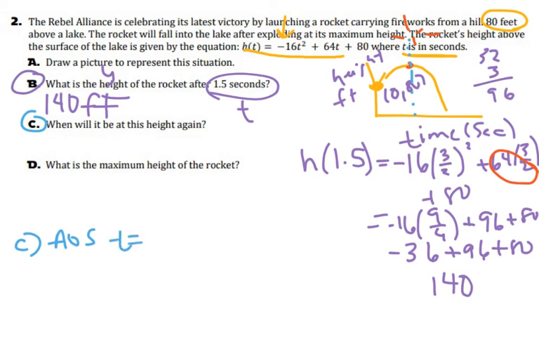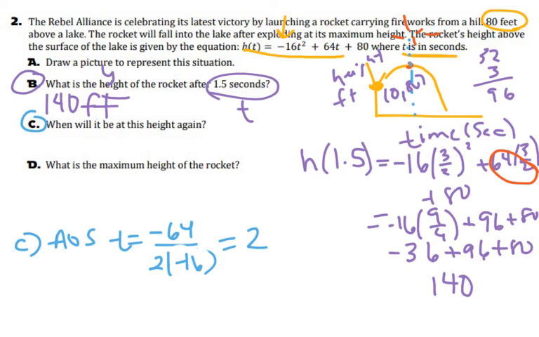So the very first thing I'm going to do is find the axis of symmetry. In this case, that's going to be t equals the opposite of b, which is negative 64 over 2a, which is 2 times negative, not 32, 2 times negative 16. This is going to give me negative 64 over negative 32, which is going to be 2. So at 2 seconds, the rocket is at its maximum height.